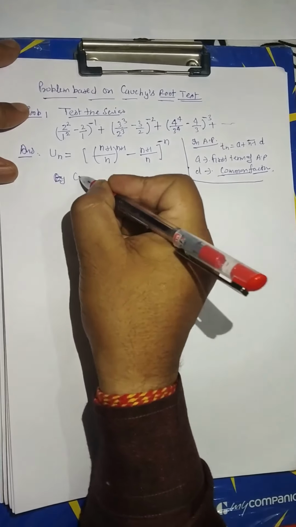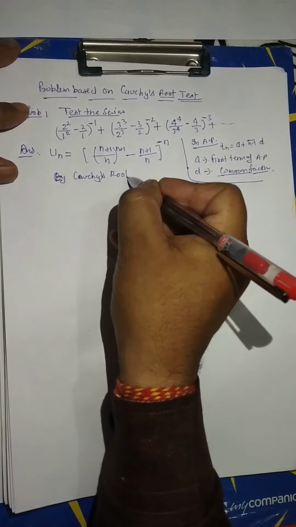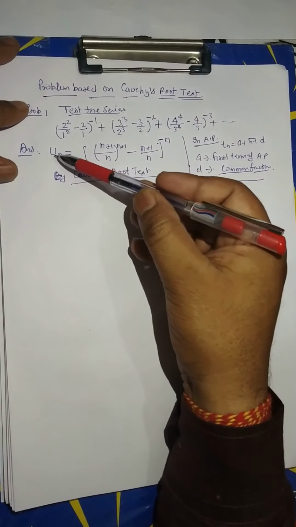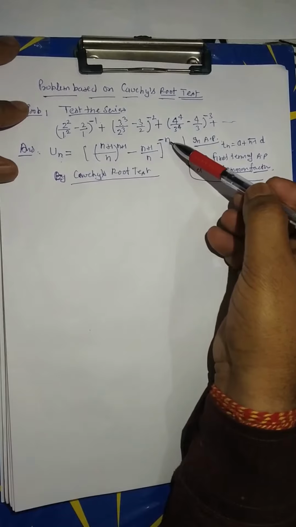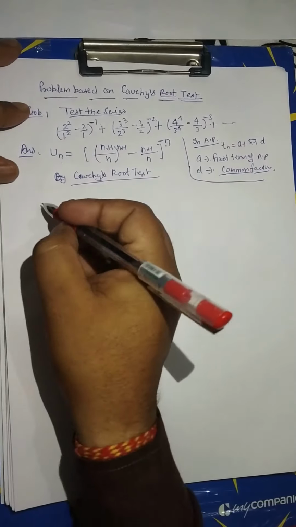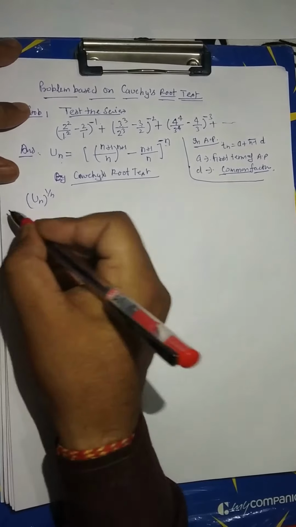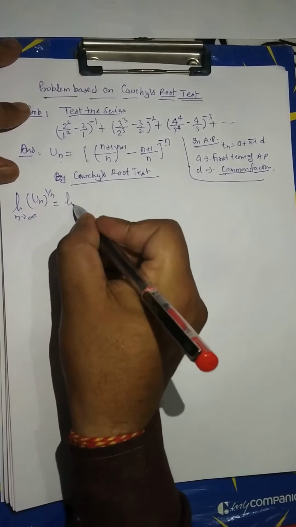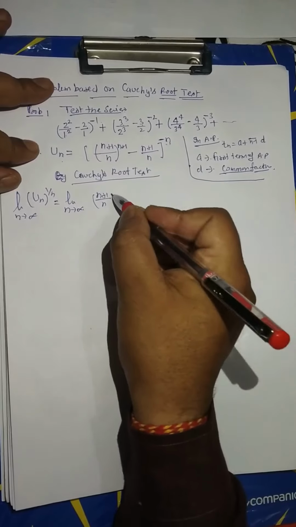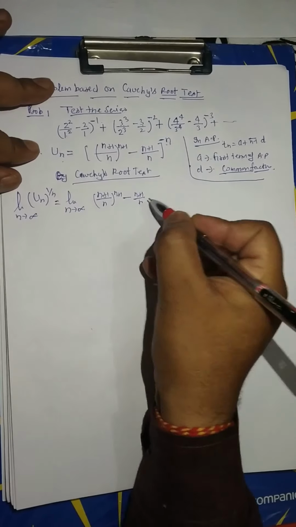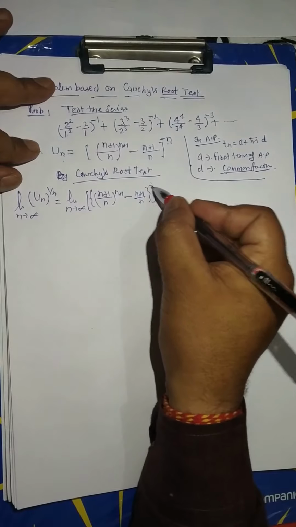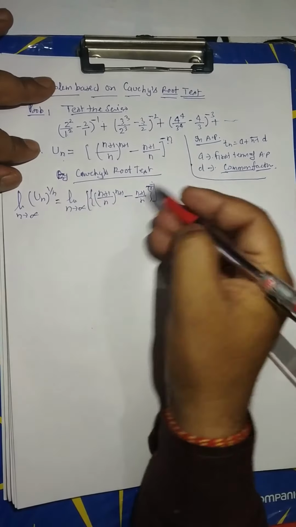By Cauchy root test, we apply the Cauchy root test because the Un whole power is very great in terms of n, then we can apply the Cauchy nth root test. The Cauchy nth root test: Un whole power 1 upon n, limit n tending to infinity, equal to limit n tending to infinity of n plus 1 upon n power n plus 1, minus n plus 1 upon n whole power minus n, whole power 1 upon n.